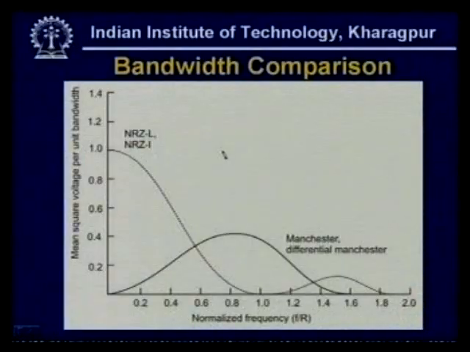Let us look at the bandwidth of these two signals, Manchester encoding and differential Manchester encoding, with respect to NRZ and NRZ. As you can see, in case of NRZ and NRZ, the bandwidth was very close to 0. On the other hand, for Manchester encoding, as you can see, there is no DC component, there is no signal component closer to DC 0 volt, and most of the energy is concentrated around the bit rate.